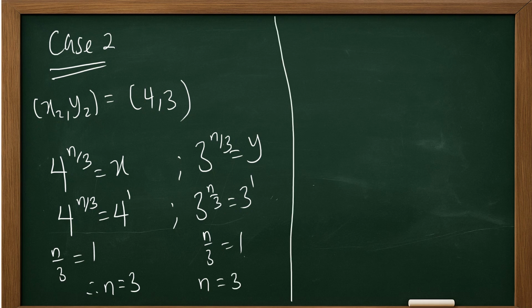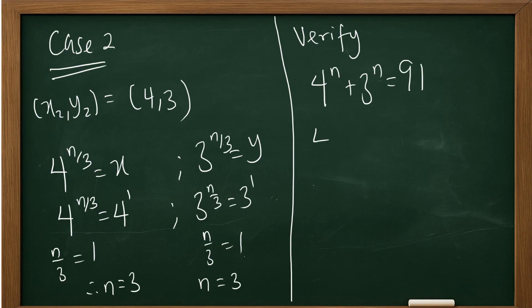So you can verify from the problem we have 4 to the power of n plus 3 to the power of n equals to 91. So if you have 4 to the power of 3 plus 3 to the power of 3, this is going to be 64 plus 27, which is 91.